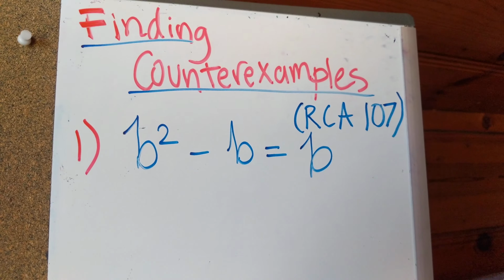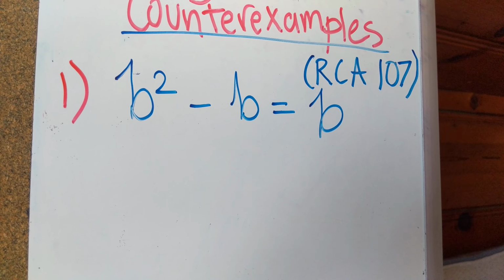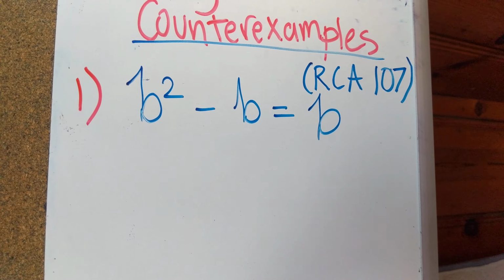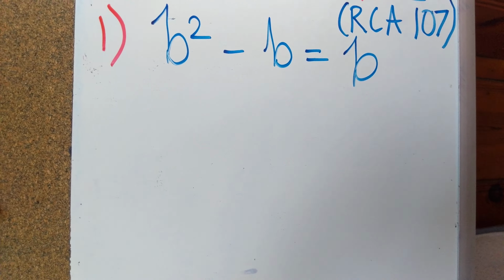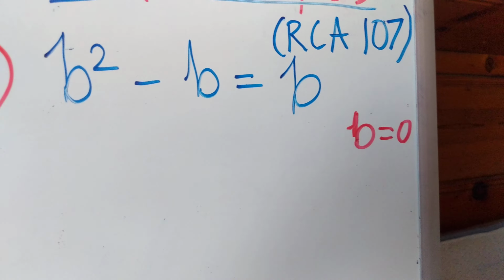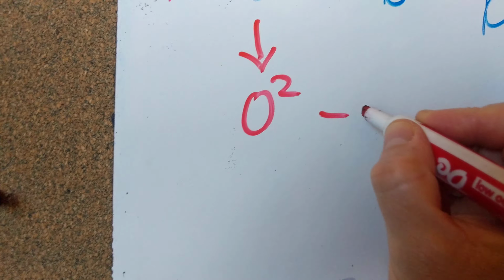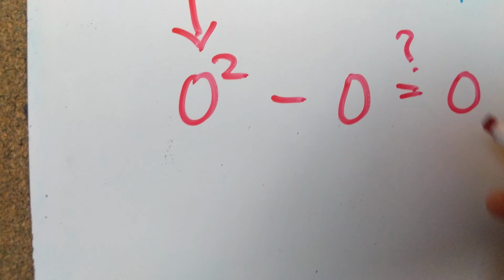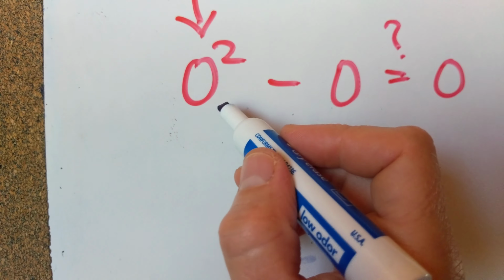Let's choose a number for b. For example, well, by the way, don't choose 1,348,000. Choose easy numbers. Usually you can just choose 0, 1, 2. Let's start with 0. If I choose b equal to 0, let's see. Then this will become 0 to the second power minus 0 is equal to 0. I'm going to write a question mark because I don't know if that is true or not. Let's operate this.